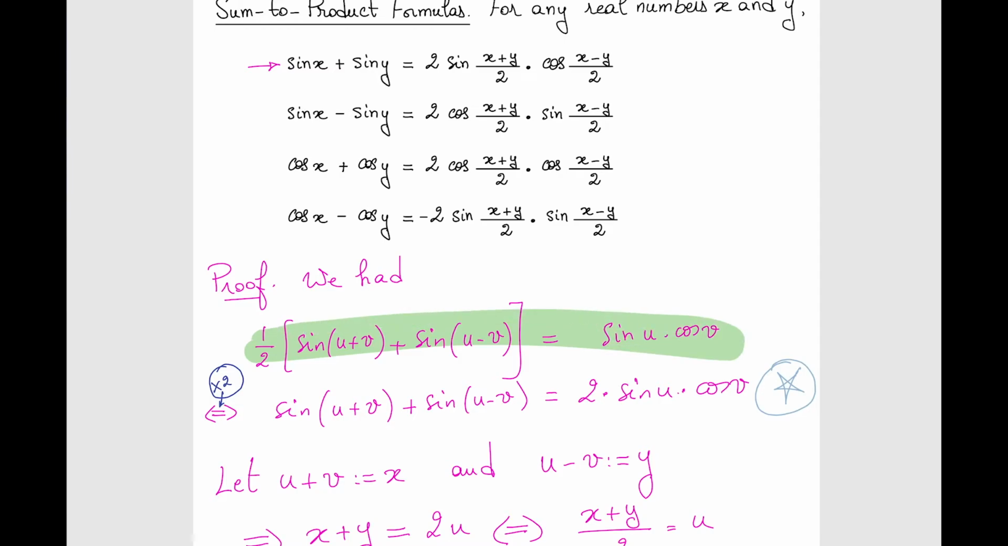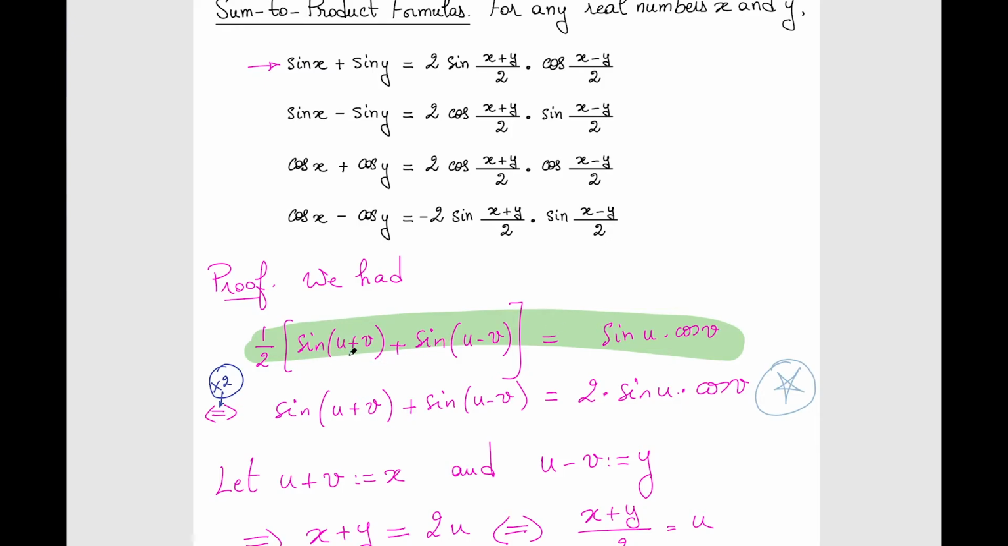This is the product to sum. And now if you unravel, if you just manipulate it a little bit, you multiply by 2, you get that star equation, which is the same as this highlighted one. And if you make an appropriate choice of u plus v and u minus v, you get exactly what this property is saying. So that first identity is nothing but the old one, but specialized.